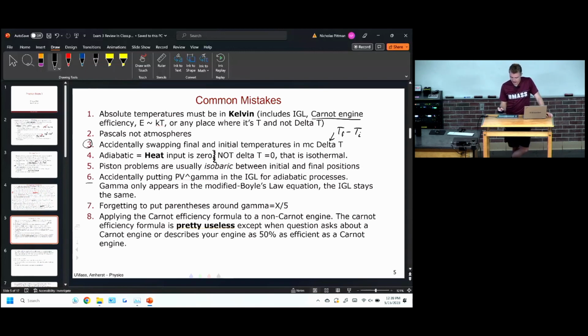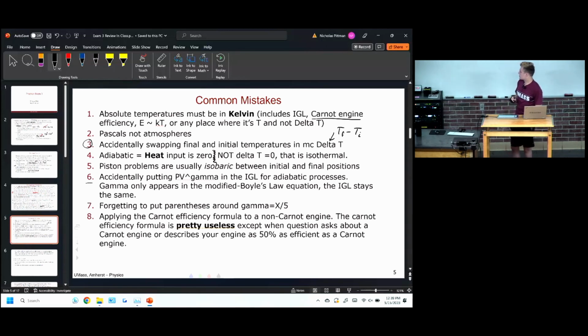Another common mistake is people go crazy with PV to the gamma. The only equation that involves gamma is P initial, V initial to the gamma is P final, V final to the gamma. The ideal gas law is still the ideal gas law. There's no gamma in the ideal gas law ever. Okay, the only time you use gamma is in the equivalent of Boyle's law for an adiabatic process.